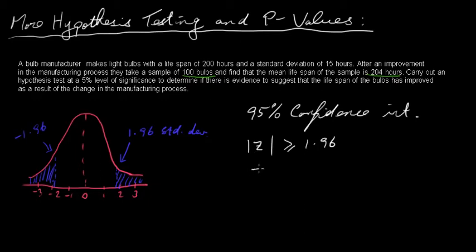This just means that if z is greater than or equal to 1.96, or z is less than or equal to minus 1.96, then we reject the null hypothesis. That's just what we're saying here by the modulus of z. Okay, so that's our z value.